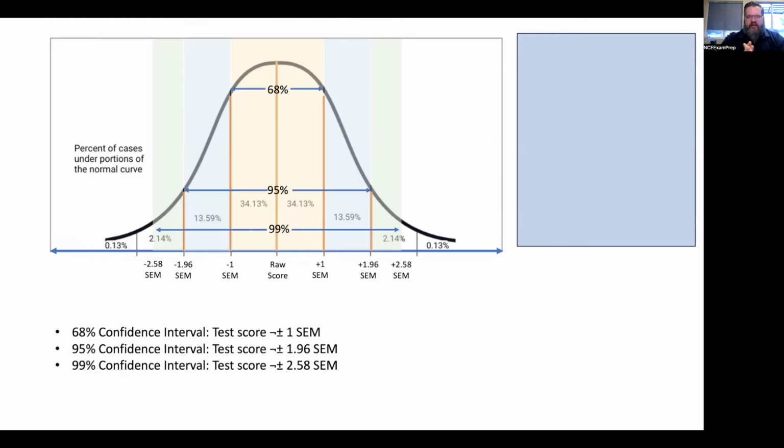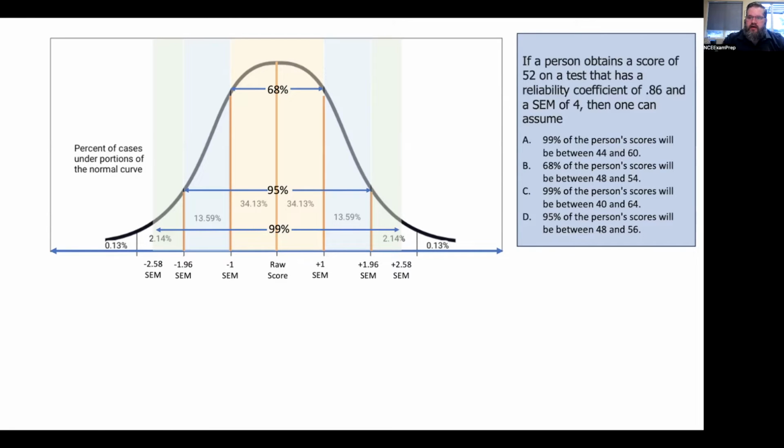Okay, so let's look at a sample question. And then in the tutoring, there was a question related to this that I'll get to after I explain standard error of measurement. Okay, so here's a sample question from my practice exams. If a person obtains a score of 52 on a test that has a reliability coefficient of 0.86 and a standard error of measurement of 4, then one can assume these things.